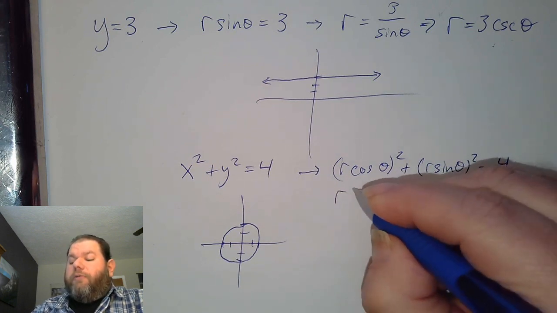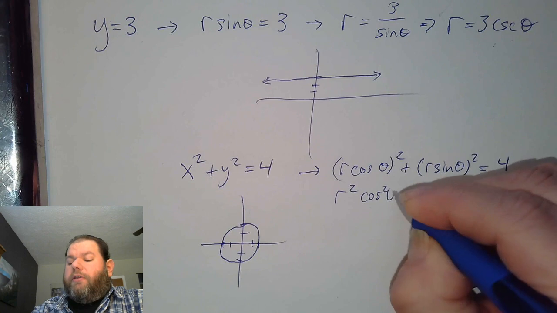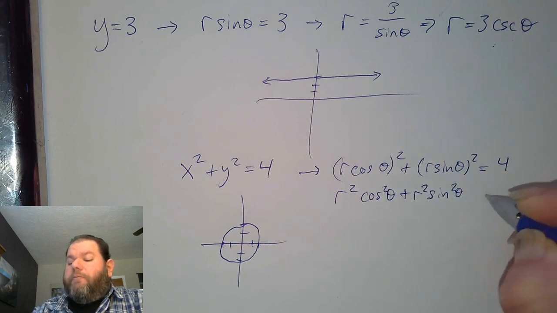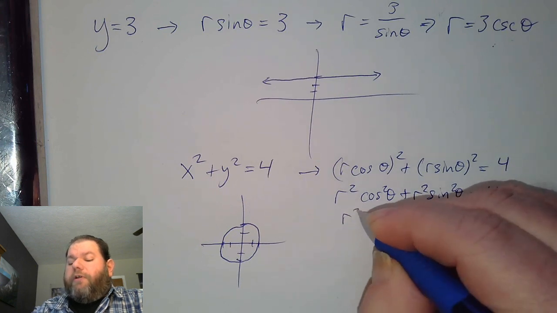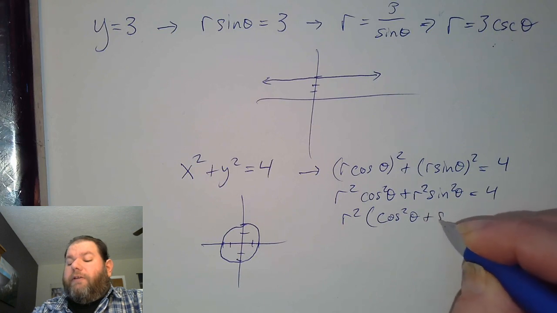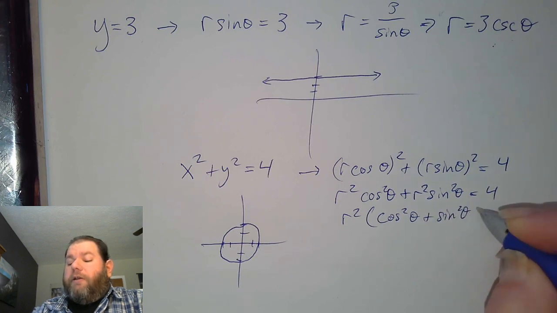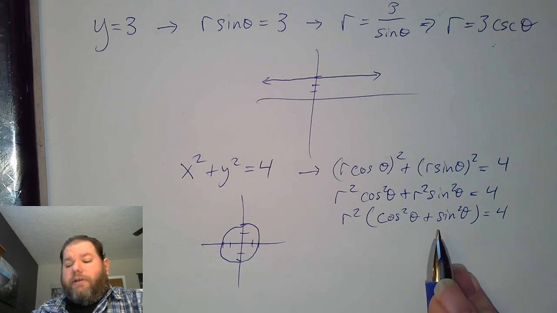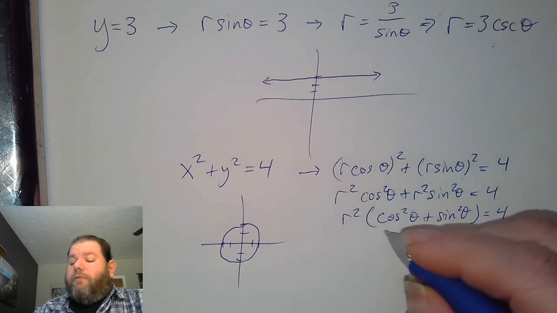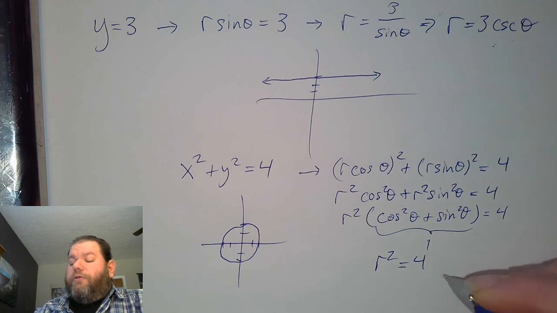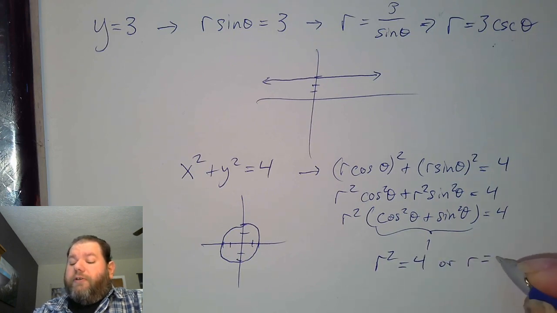If we square that, we get r squared cosine squared theta plus r squared sine squared theta equals 4. You can factor out the r squared, so it's cosine squared theta plus sine squared theta in parentheses, but we do know cosine squared theta plus sine squared theta, that's one of our Pythagorean identities, that's equal to 1. So this is 1, then we just have r squared equals 4, or we could actually say r equals 2.